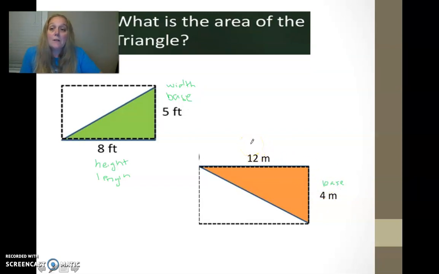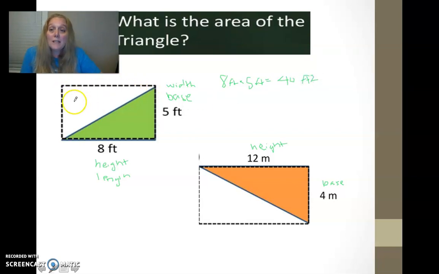And the 12 meters would be considered our height. Just like this would be our width and this would be our length. So what do we know about finding the area? We know that if we multiply our length times our width, or in this case, since we're doing a triangle, our base times our height, we can get the area of our rectangle. So 8 feet times 5 feet is going to be 40 feet squared.